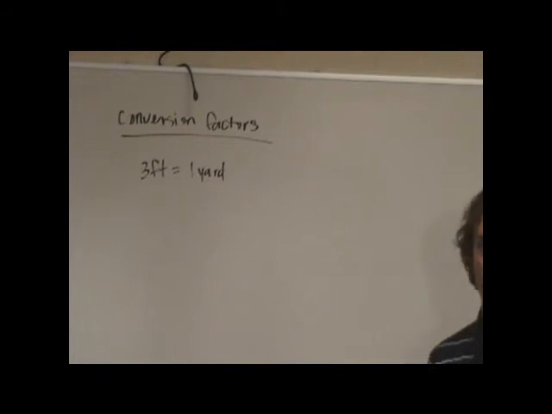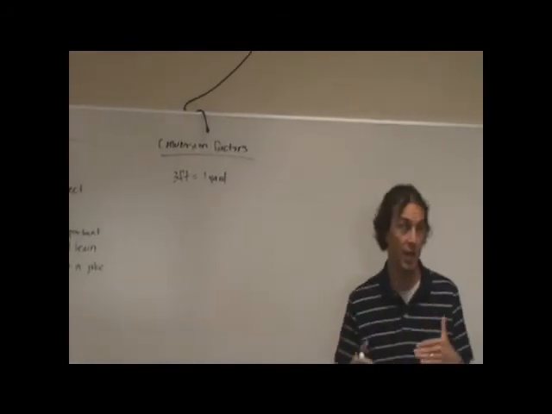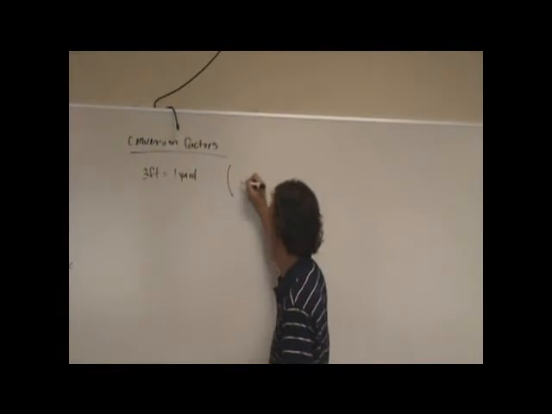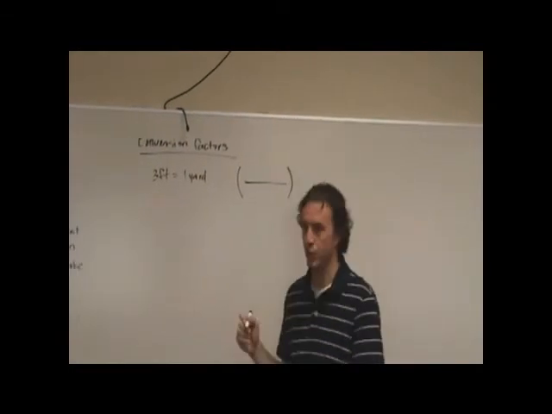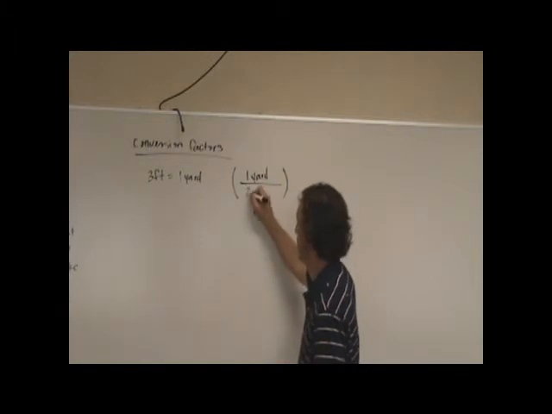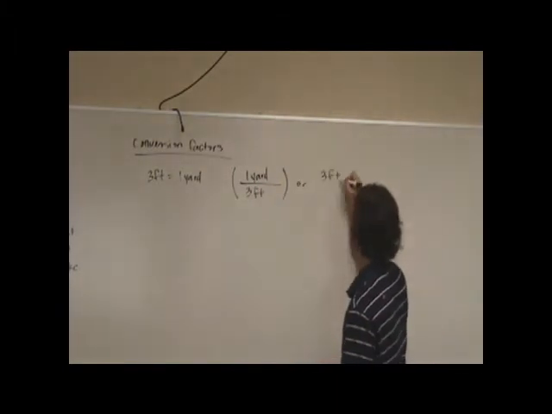When you have a conversion factor, you put them in a fraction. But the fraction is a little bit different than you're used to in math. It's just two numbers that are equal, and you can write it one of two ways. I like to put parentheses around mine; not every teacher does that. You can write 1 yard equals 3 feet, or you can write 3 feet equals 1 yard.